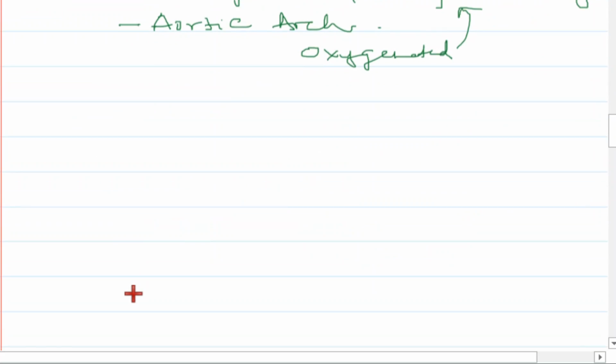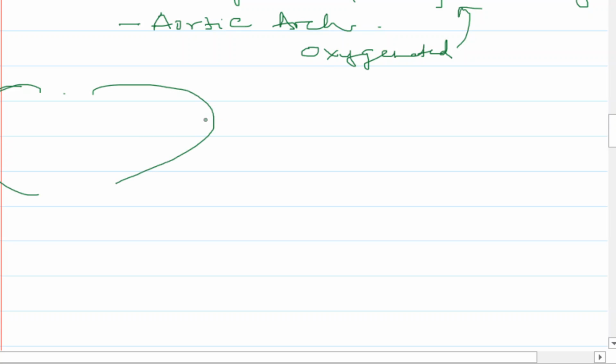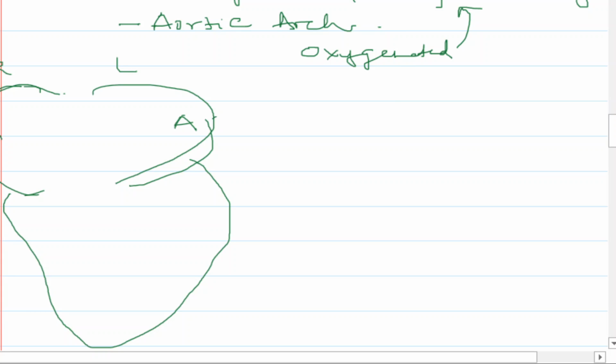Okay. So we know that... don't mind my drawing, people. Okay. So these are the auricles, the right, the left, the auricles, the ventricles. So what I am trying to tell you here are the valves present in the heart.